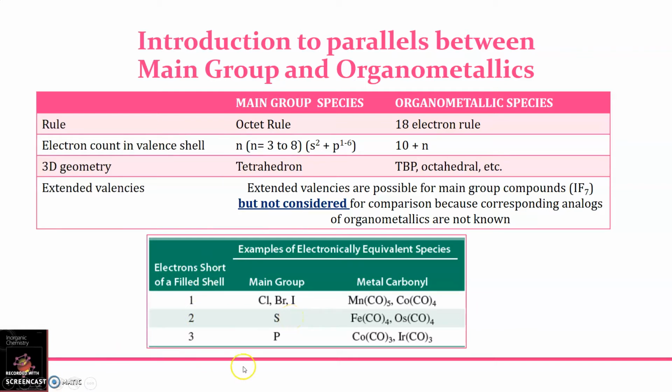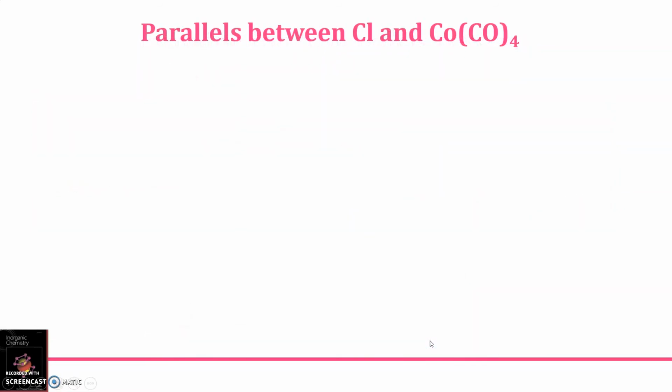When there are 2 electrons short in the valence shell of the main group, this corresponds to the number of electrons being 6. So for example, it is sulfur. The corresponding electronically equivalent species on the metal carbonyl is a 16 electron species, and the examples are given here. Similarly, if there are 3 electrons less in the valence shell of the main group, which corresponds to 5 electrons, that means main group, for example, phosphorus, where the valence electron configuration is ns2 np3, so 5 electron species. The corresponding metal carbonyl or the organometallic species are given here.